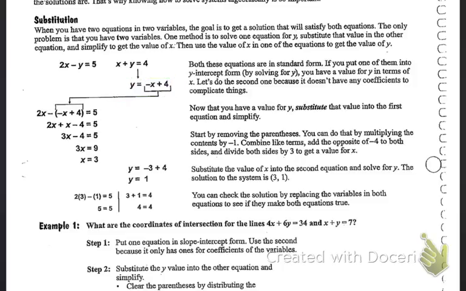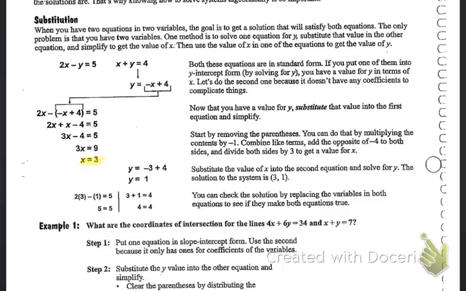Now that we know what y equals, negative x plus 4, we can plug this value into our equation for y. So plug in parentheses where you have your y, and in those parentheses we'll put negative x plus 4. Now we can simplify this. 2x minus the quantity negative x plus 4 equals 5. Distribute our negative into the parentheses to get 2x plus x minus 4 equals 5. Combine like terms. 2x plus x is 3x. Subtract 4 from both sides to get 3x equals 9. And divide both sides by 3 to get x equals 3.